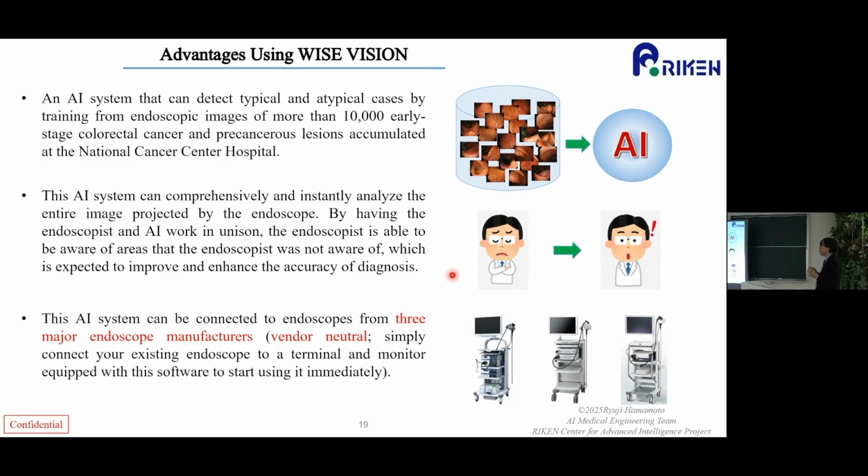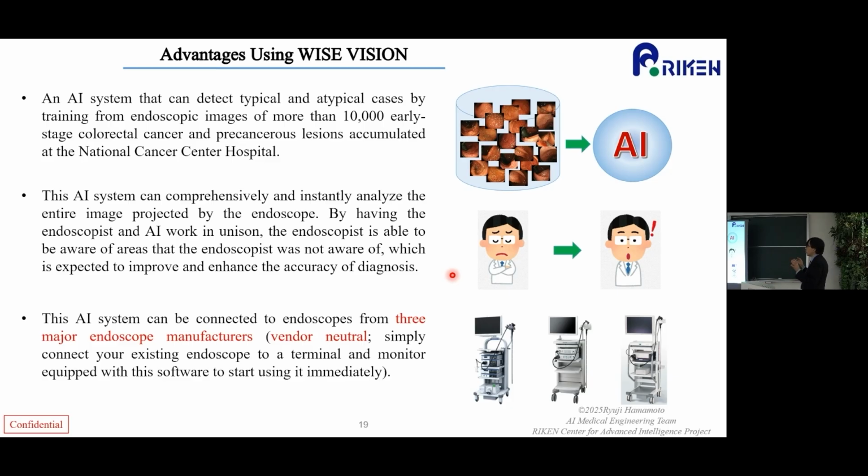The advantage of using our AI system is that it can detect typical and atypical cases by training on endoscopic images of more than 10,000 early stage colorectal cancer and precancerous regions accumulated at the National Cancer Center Hospital. This AI system can comprehensively and instantly analyze the entire image projected by the endoscope. By having the endoscopist and artificial intelligence work in union, the endoscopist is able to be aware of areas that the endoscopist was not aware of, which is expected to improve the accuracy of diagnosis.